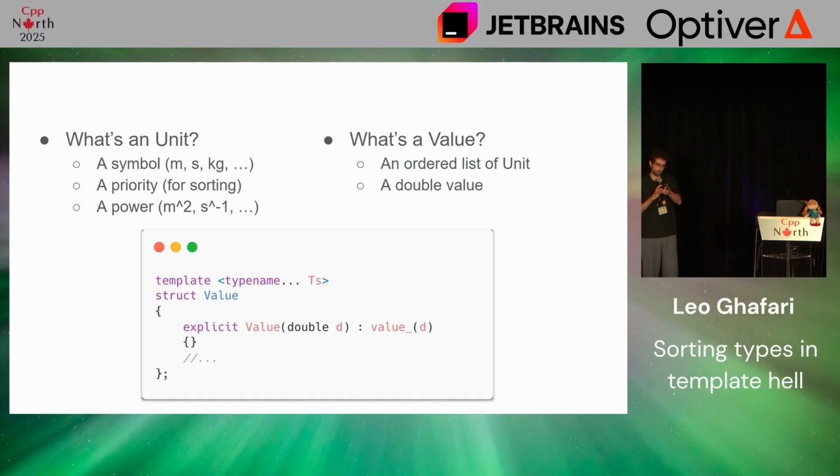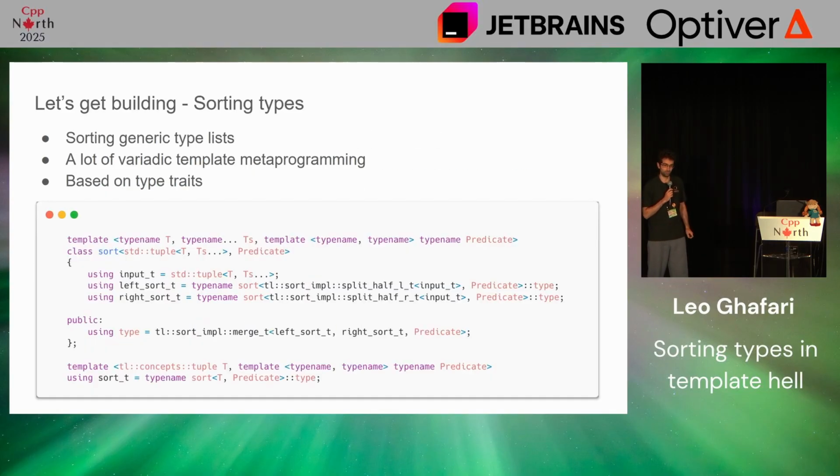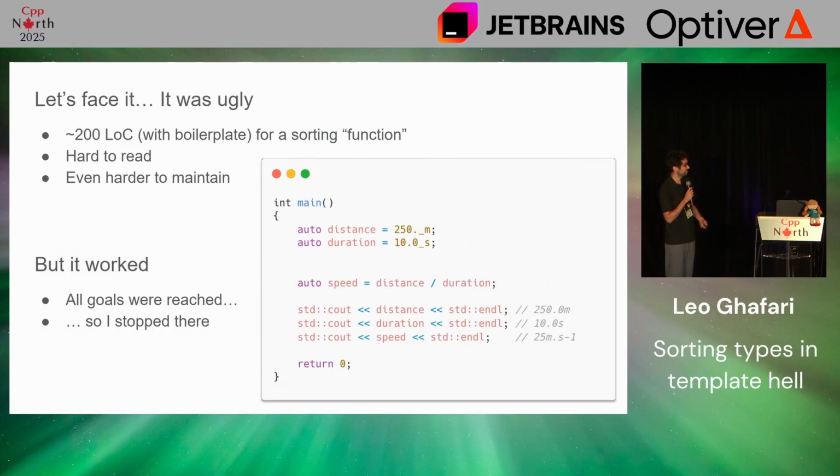And yeah, we want an ordered list of units. So at some point, we need to sort that type list, like we need to sort that tuple. And so that's what I did. I built sorting stuff to sort a generic type list. I used a lot of variadic template metaprogramming, a lot of type traits, a lot of recursion. It was ugly, you can see it.